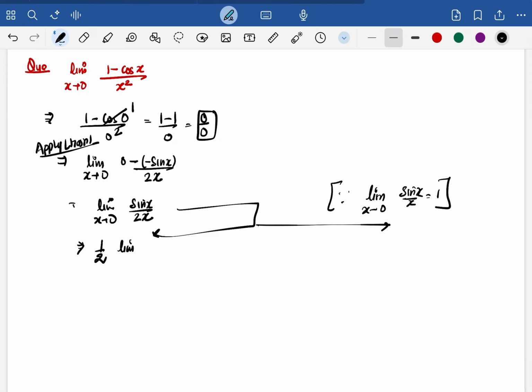So 1 by 2 taking constant, can we say this is nothing but taking the form of this, and the value of this is 1, so the answer is 1 by 2. Or the second method is to put the values as 0.